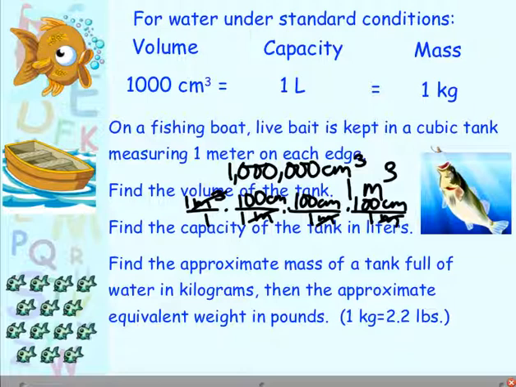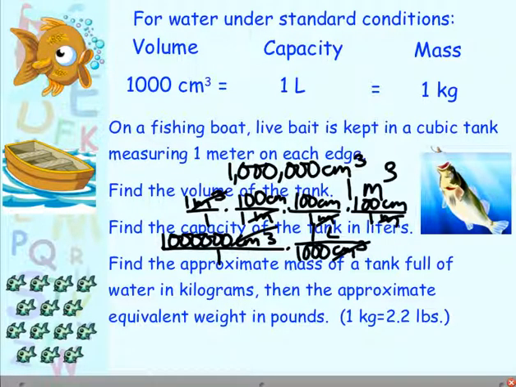So now we can use this conversion of 1,000 centimeters cubed is the same thing as 1 liter. So we can take my 1 million centimeters cubed and multiply that by my conversion 1,000 centimeters cubed to 1 liter. Centimeters cubed crosses out, and we can get rid of 3 zeros here. We can divide and end up seeing that this is 1,000 liters of water here. Or whatever is in this tank, right?